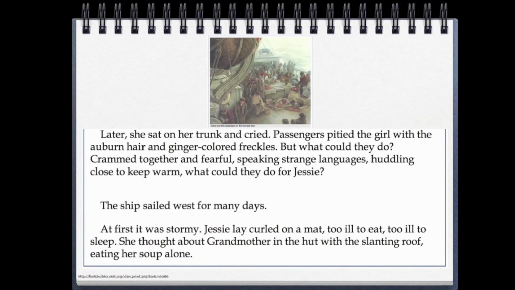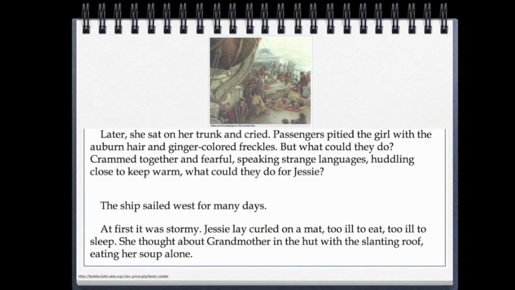Later, she sat on her trunk and cried. Passengers pitied the girl with the auburn hair and ginger-colored freckles. But what could they do? Crammed together and fearful, speaking strange languages, huddling close to keep warm, what could they do for Jessie? The ship sailed west for many days.